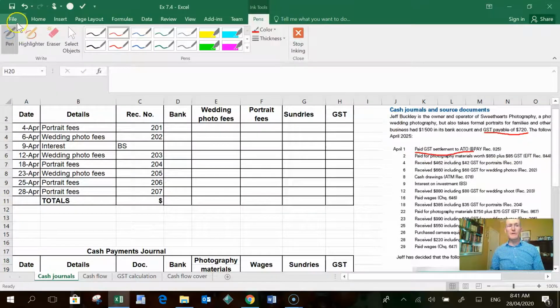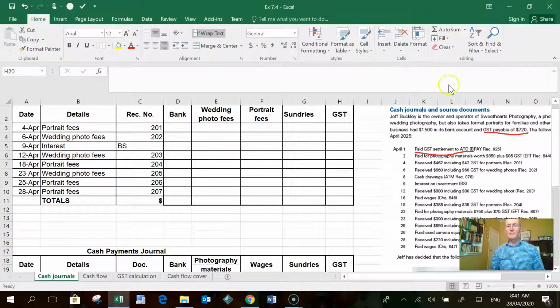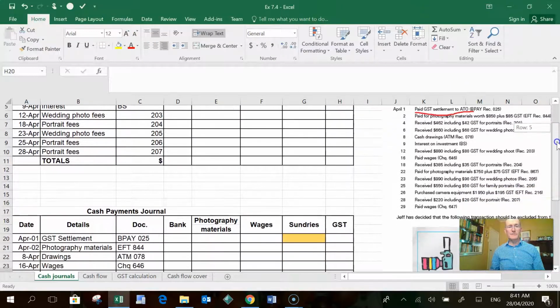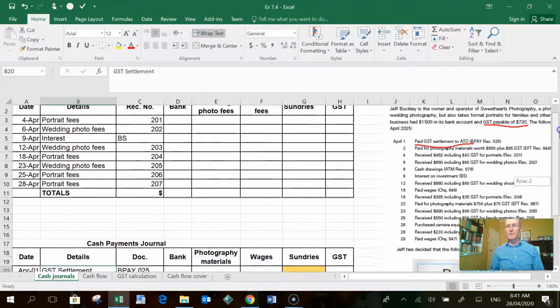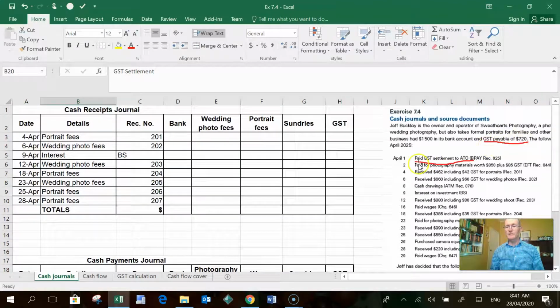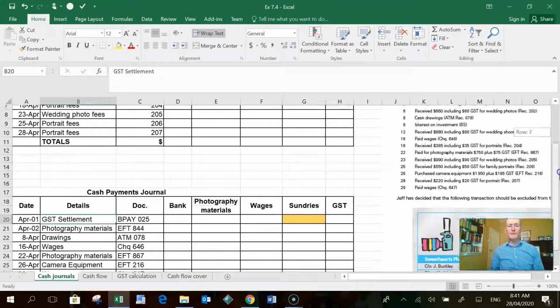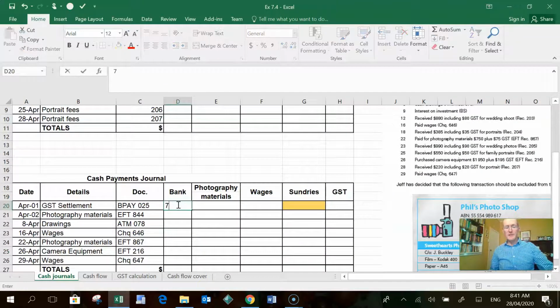In terms of recording that, you go down to the first cash payment, and you write GST settlement, and you put in the amount. Usually the amount will be exactly what you owed from the previous period. When it says paid the GST settlement, you think, well, how do I know what that was? The question will give you the opening balance. So we owed $720. We've now paid it. Obviously, there'll be no GST attached to that because this is the GST tax.